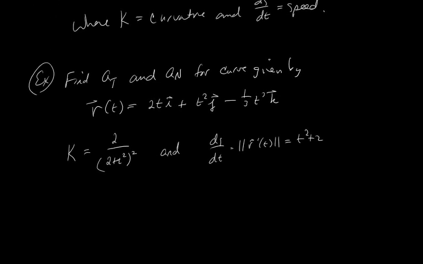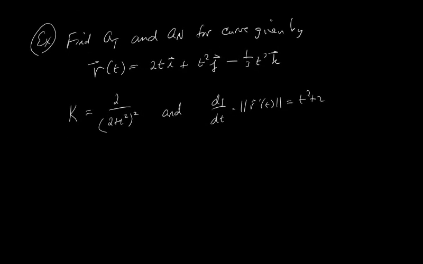But we've got our acceleration. The component in the tangent direction is the second derivative of s with respect to t, and the component in the normal direction is k, the curvature, times the speed squared. All right, so we come back down here, and we need to find a sub t and a sub n.